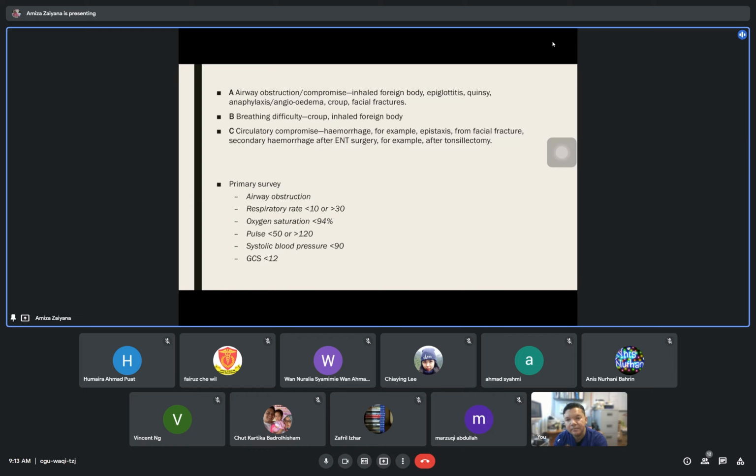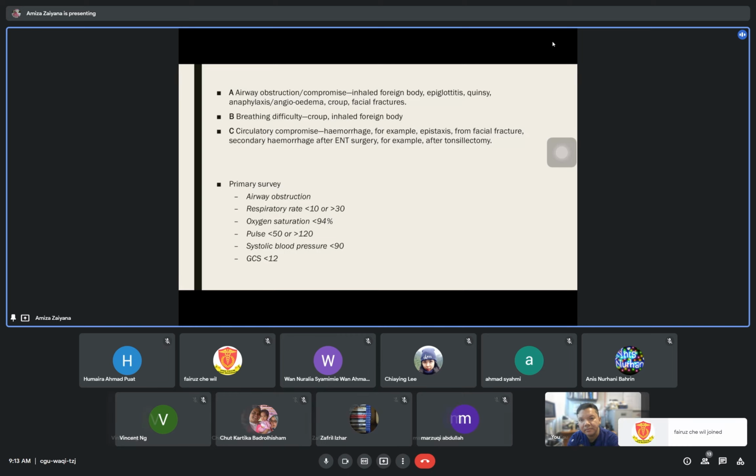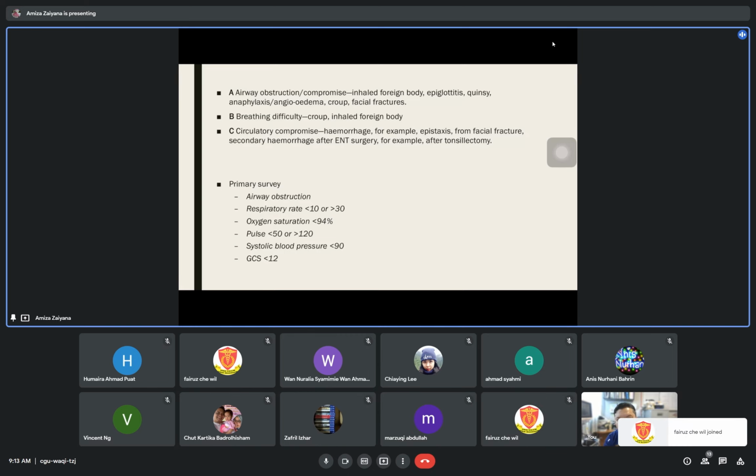So during primary survey, we have to assess the vital signs of the patient. So we look for any patient ada airway obstruction, ada SOB atau tachypnea, and then assess the respiratory rate. Either it is less than 10 or more than 30, it is a warning. And also we have to look for the oxygen saturation, SpO2, if less than 94, it's also a warning. We also have to look for the pulse, systolic blood pressure, and also GCS of the patient. If less than or more than any of these, it's a warning sign for the patient. So we have to assess the patient quickly.